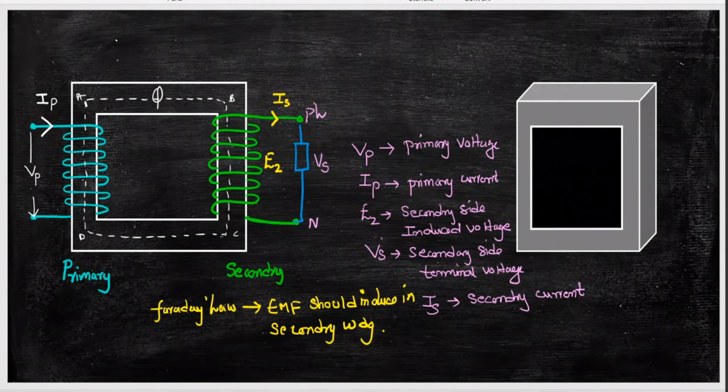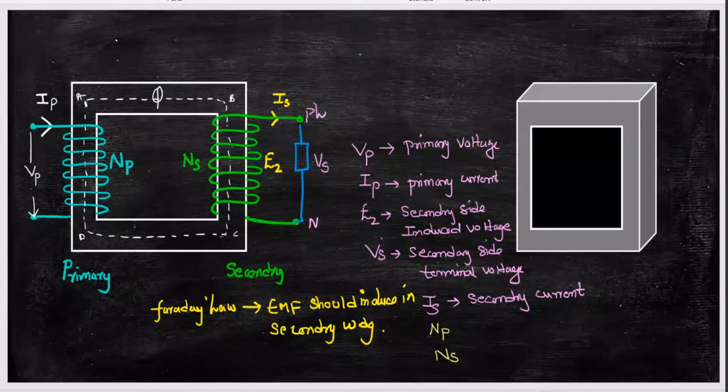Now let N1 be the number of turns on the primary side, or NP. NP is the number of turns we have wound on the primary side, and NS is the number of turns we have wound on the secondary side. So these are the few parameters which you have to remember while dealing with the principle of operation of the single phase transformer.